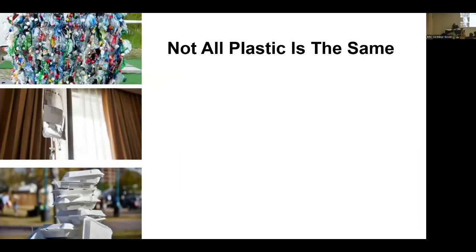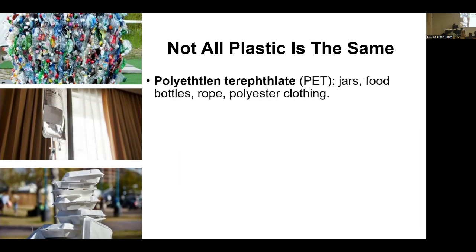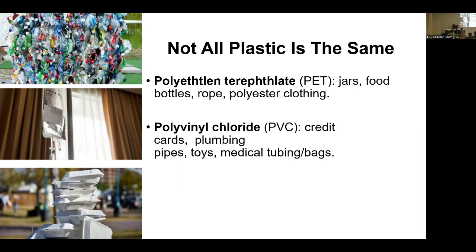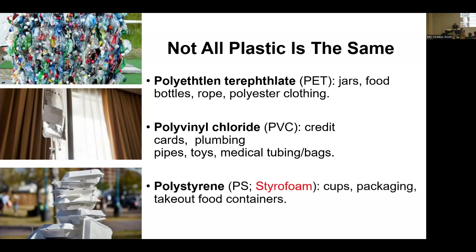Not all plastic is the same. There are seven main types of plastics, but because of time, I'm only going to talk about three of them. The first one is polyethylene terephthalate. These are your jars, your food bottles, your rope, your polyester clothing, as we can see in the top picture. We have polyvinyl chloride, or PVC. These are your credit cards, your plumbing pipes, your toys, and your medical tubing and bags. It's kind of ironic because PVC tends to leak really toxic chemicals, such as lead. So that's fun. And then we have polystyrene, most popularly known as Styrofoam. These are your cups, your packaging, and your takeout food containers. These are just some of the microplastics.